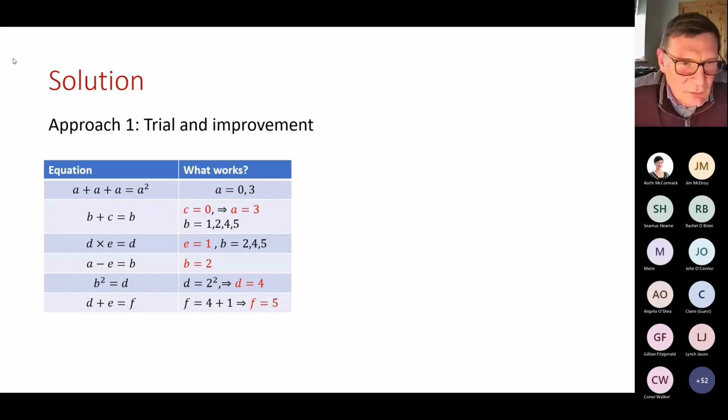The next one, b squared equals d. So they've all found b now, so d is going to be 2 squared or 4. And then finally, d plus e is, we've already found d and e, so f is 4 plus 1, which is 5. So that's a kind of a trial and improvement approach to the problem.